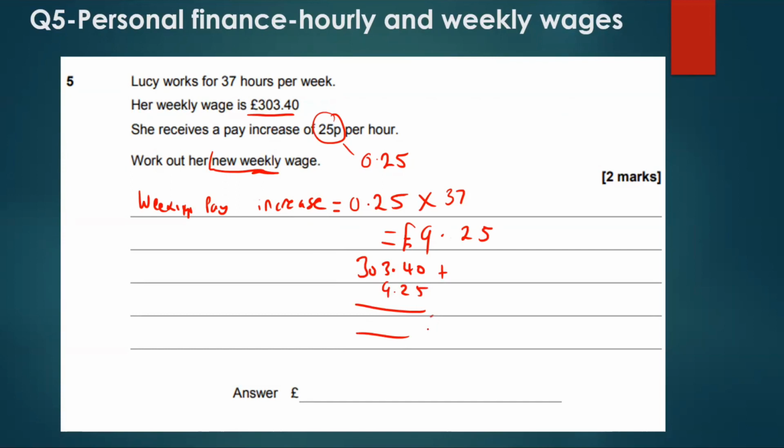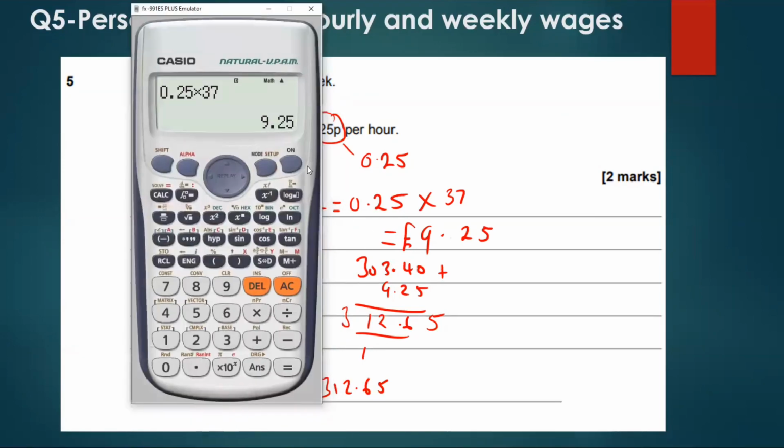Now, it is a calculator paper, but we can easily do this in our heads. 9 plus 3 is 12. 0 plus nothing plus the 1 is that 1. And the 3 plus nothing is 3. So that's 312.65.